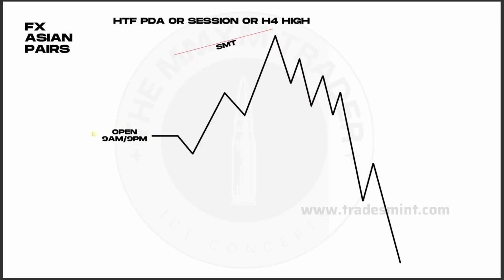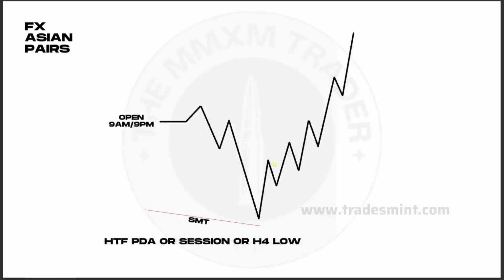And again, we want to see that opening price going up higher into either a higher time frame PD array, a previous session high, or a 4-hour candle high, and that SMT needs to be present, and then the distribution phase down lower is more probable. The same thing for a bullish example, right? We want to focus on the 9 a.m. and the 9 p.m. candle trading down lower into a higher time frame PD array, or a previous session low, or a 4-hour candle low, and then that SMT is key for the distribution phase up higher.